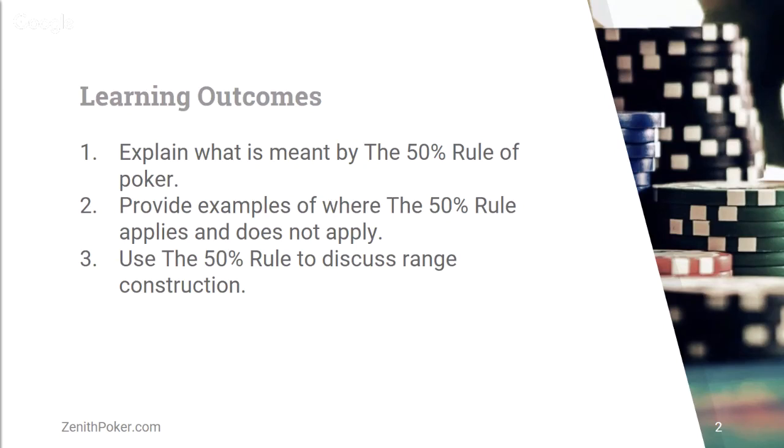All right, so the learning outcomes for today. First we're going to explain what is meant by the 50% rule, and then provide some examples of where the 50% rule will apply and also where it won't apply. And then we're going to talk about using the 50% rule to construct proper ranges.